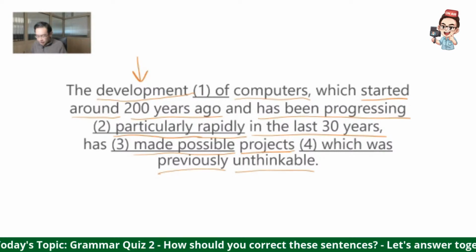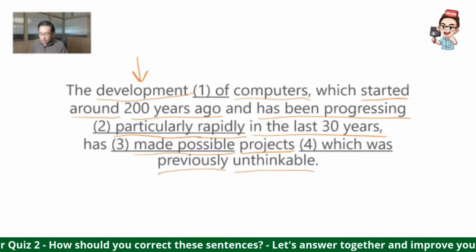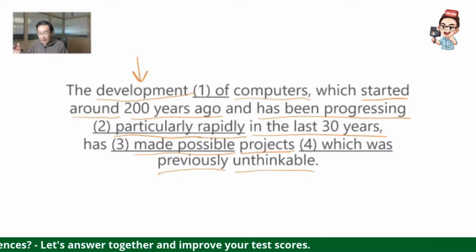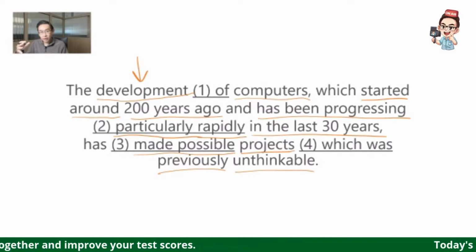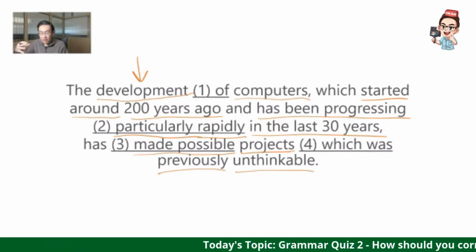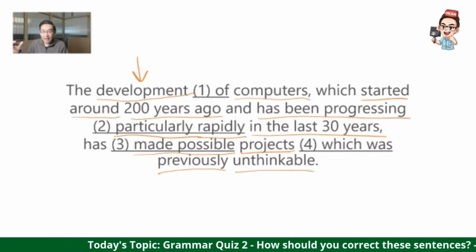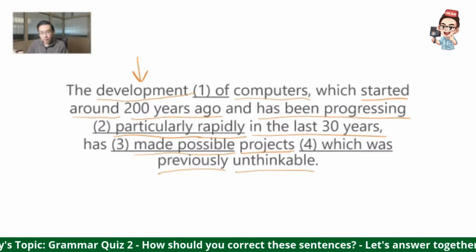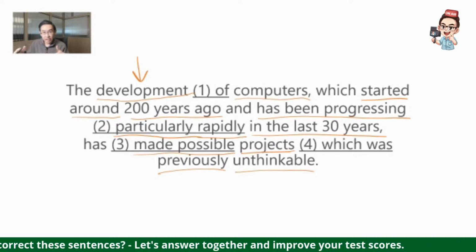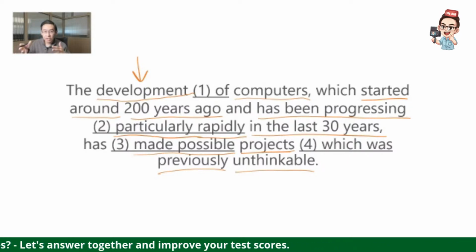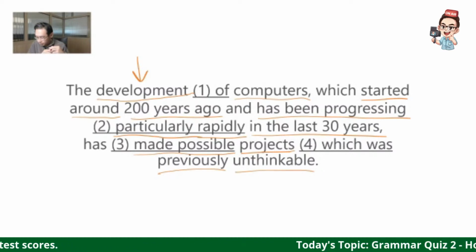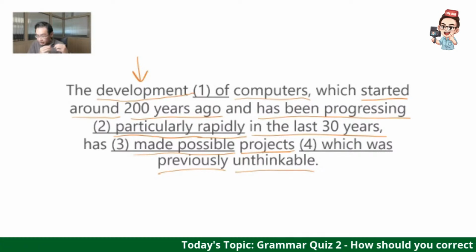Okay, so the sentence wants to tell us that computers have been getting better, and the process for making computers better started 200 years ago, but this process got faster in the last 30 years. And as a result, now there are things which are possible in the present, but that this thing was impossible in the past. Okay, so what do you think is incorrect?